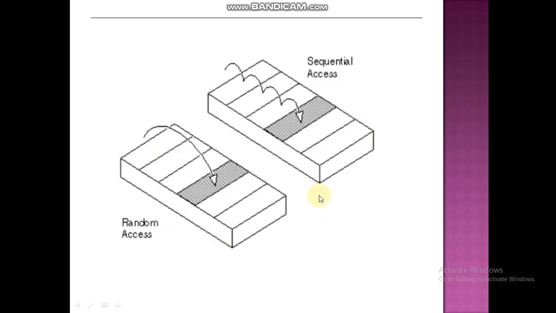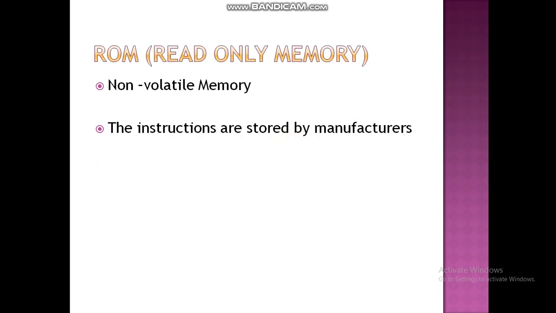Next is this diagram. See random access. It directly jumps to the data. Okay, it does not need to go step by step to access data. So that's why it is called random access memory. Now ROM, read-only memory, it's non-volatile memory. The instructions are stored by the manufacturer. So basically in ROM, the operating system instructions are saved. Okay, so the instructions are already stored by the manufacturer. It is non-volatile. That means whatever is saved there cannot be lost. Even if the power supply is switched off, it is there.